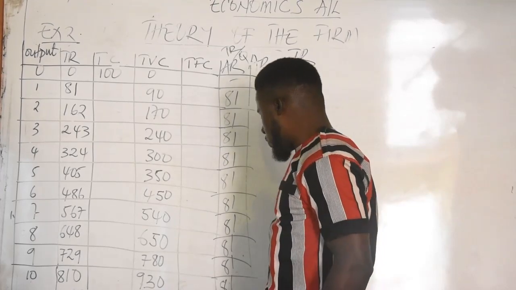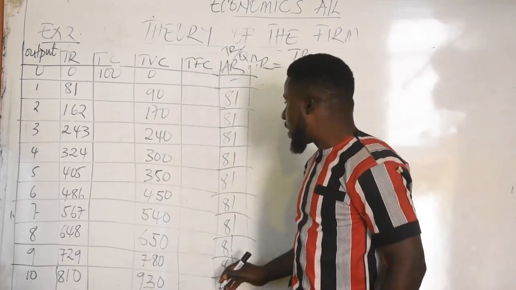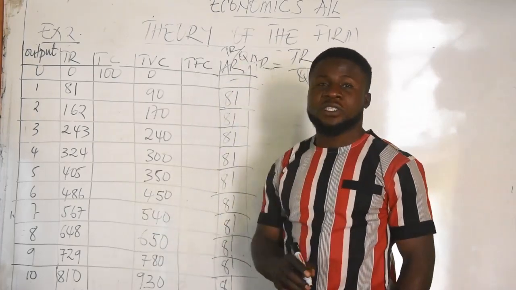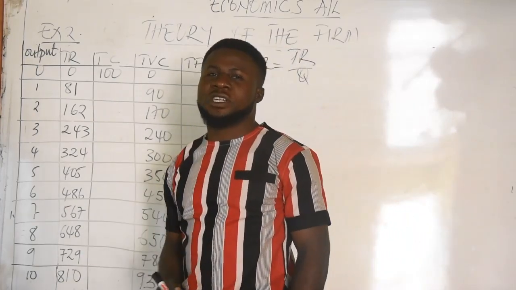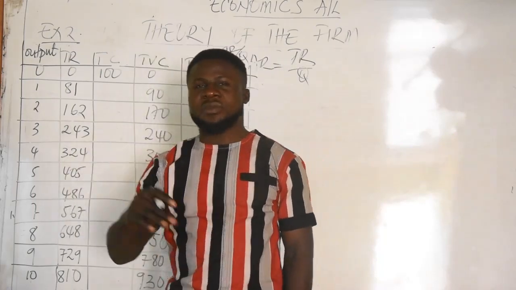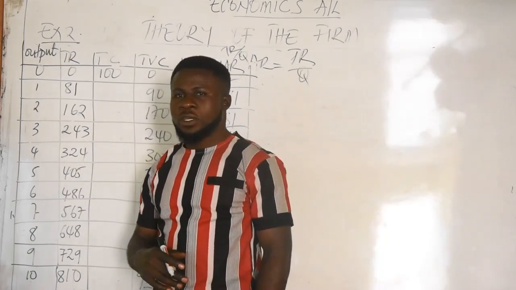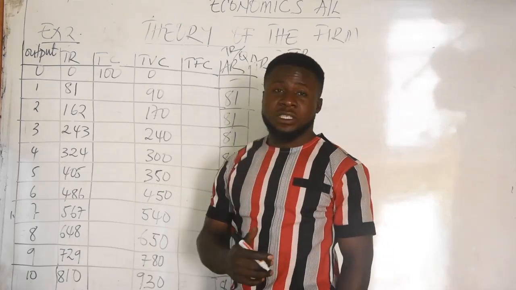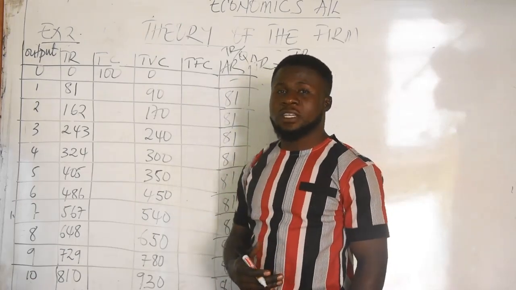Average revenue is 81. That shows that what? It shows that we are already under perfect competition, because under perfect competition, price or average revenue is constant, regardless of the output sold. So we have concluded that we are under perfect competition, or a perfect competitive market structure.